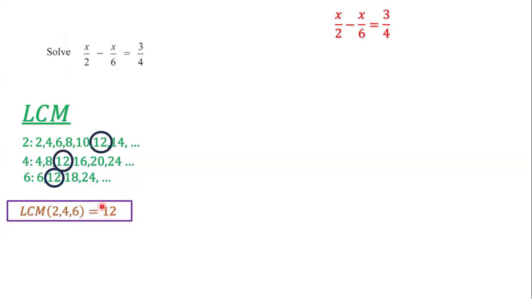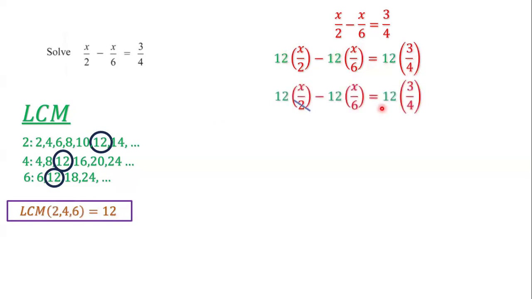And so we're going to take this LCM, this lowest common multiple, and multiply it by each term in this equation. So we multiply 12 by x over 2. We multiply 12 by x over 6. And we multiply 12 by 3 over 4. This will help us to eliminate the denominators. So we cancel the 2 and we have the 12 here.